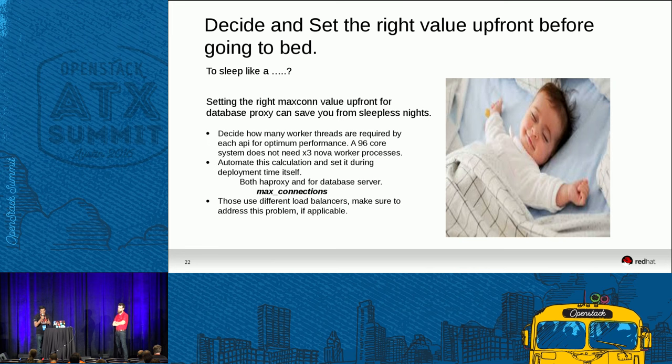So if you want to get a better sleep, it's better you make the RabbitMQ file descriptors very high, and you also calculate, depending upon your environment, how many CPU cores there are and how many workers are spawned by each and every OpenStack API service, and you do this calculation and update the maximum number of MariaDB Galera connections. Then you sleep like a king or like a baby.